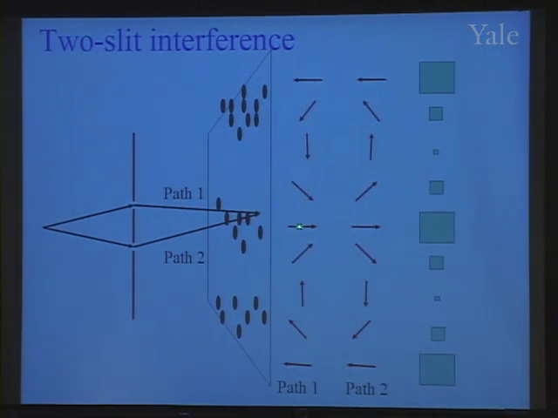The first path arrow and the second path arrow will be parallel. You'll get a big square, and therefore lots of probability of landing there. And then for other places, they'll be out of phase like this. You'll get a small probability. And then as you go further, they'll be parallel again, and you'll get a big probability. And that explains this so-called two-slit interference pattern, where you get lots of probability here and none there when you open the second path.